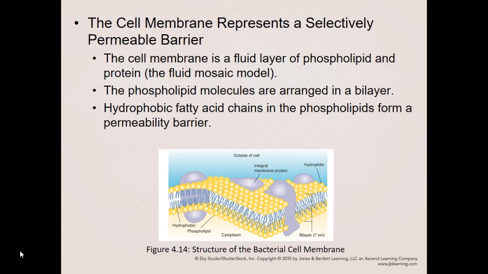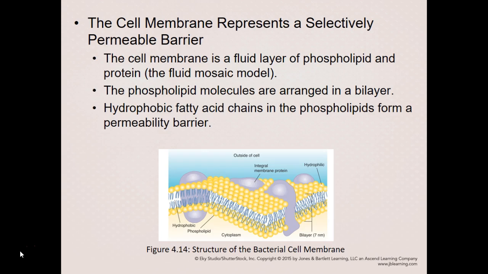Hello again. We're going to finish this chapter up strong, talking about the plasma membrane of the cell, and then we're going to talk about some internal structures that are really important. So the cell membrane is a selectively permeable membrane, just like in eukaryotic cells.